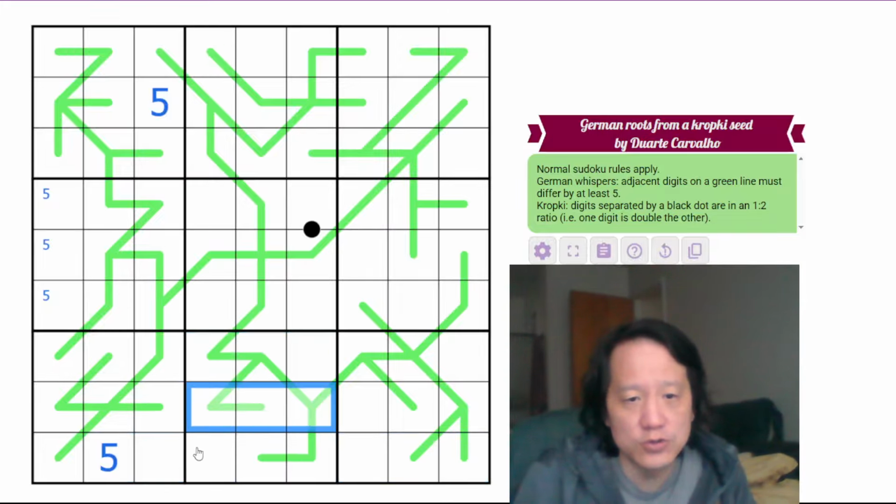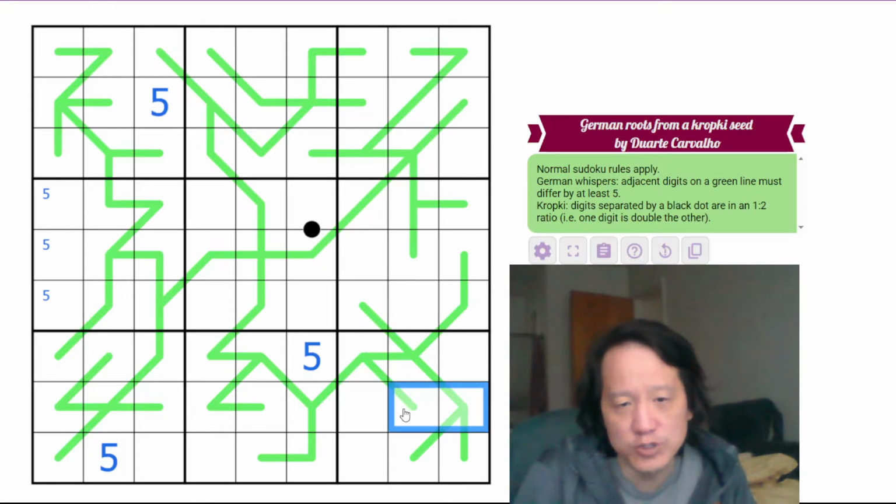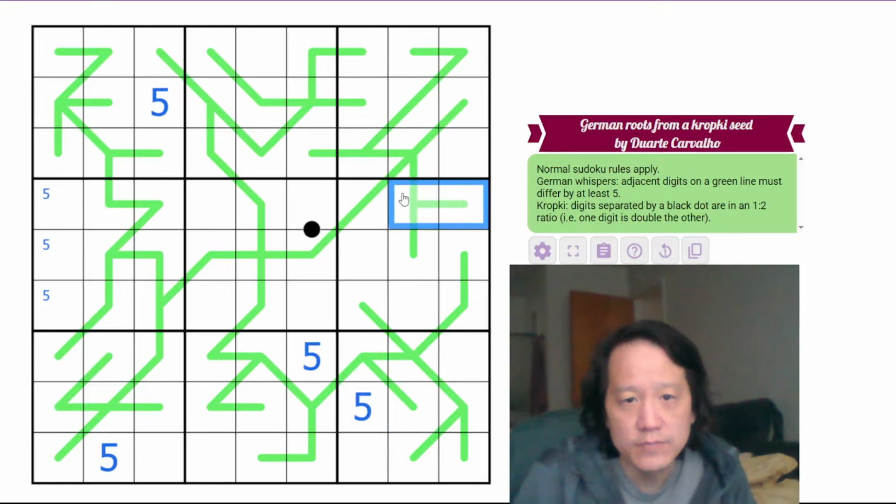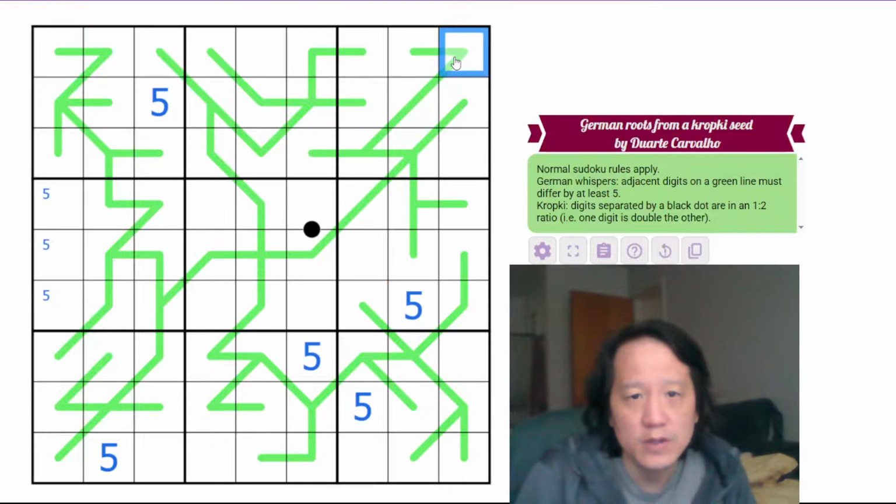In this lower central box, we have these two cells available, but this can't be 5, so this must be 5 here. In row 8, all the cells except for this cell have a whisper 5 line, so that's 5. In this right central box, all the cells have whisper 5 lines except for these two, and this can't be 5 because of that 5, so this is 5 here. In this upper right-hand box, everything but this has a whisper 5 line, and in this upper central box, everything but this has a whisper 5 line.